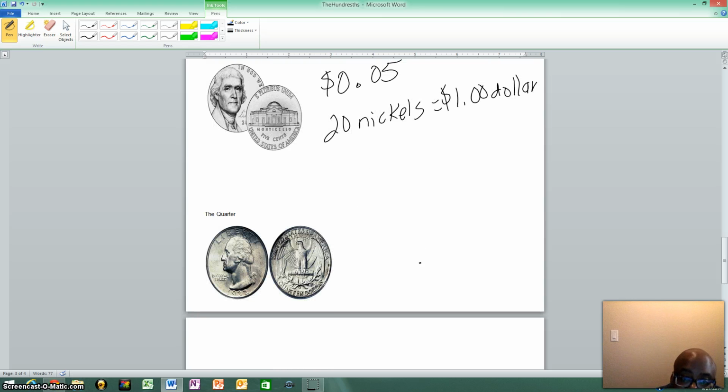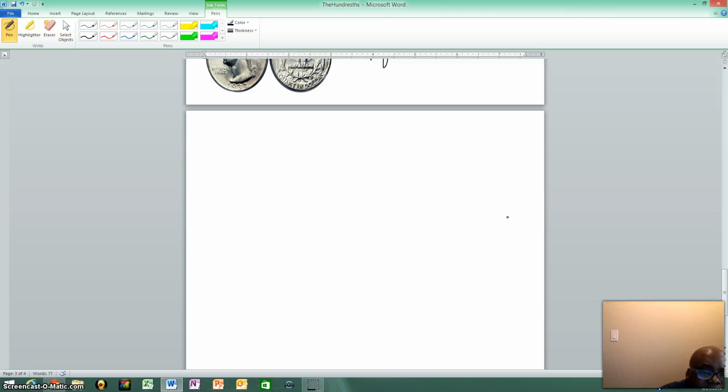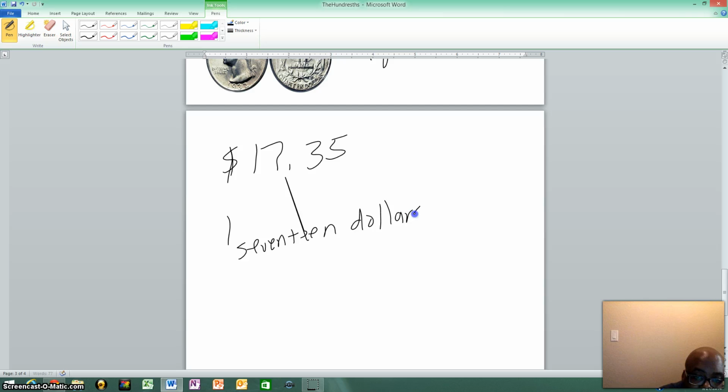And then the quarter. Okay, well, the quarter has a value of 25 cents. And it takes 4 quarters to equal $1. And remember, if we had this right here, then we would say 17 and 35 cents.